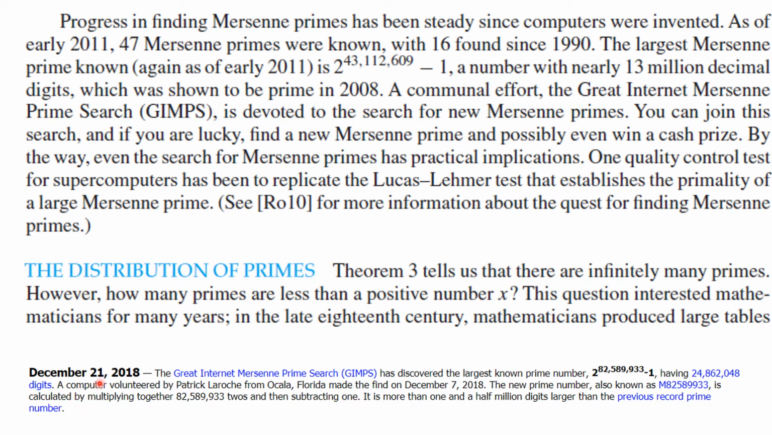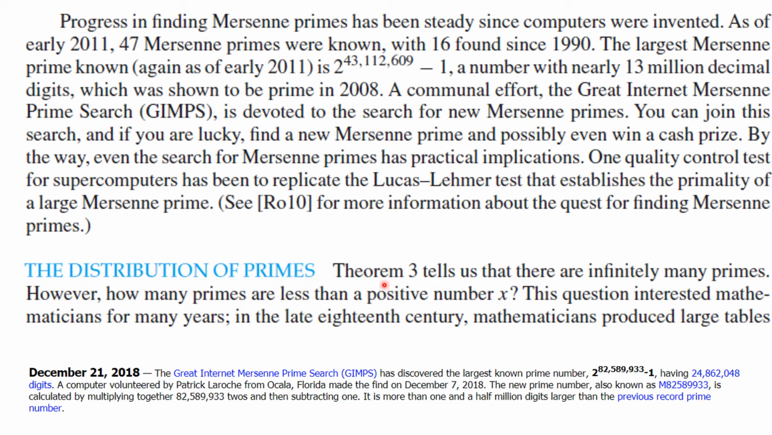Down here, on December 21 of 2018, another larger prime was found, and this is 2 raised to the 82,589,933 minus 1, and this has almost 25 million digits. And this was a computer volunteered by this fellow in Florida, who made this find on December the 7th. And this new prime number is the largest one that we have. If you were to write this in terms of digits, it would be 1.5 million digits larger than the previous record number. So this is a serious and ongoing game.